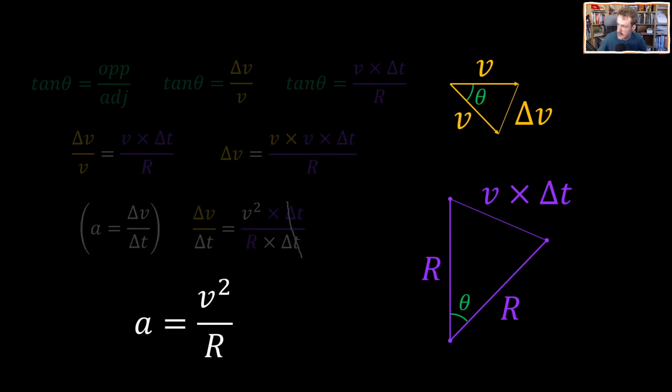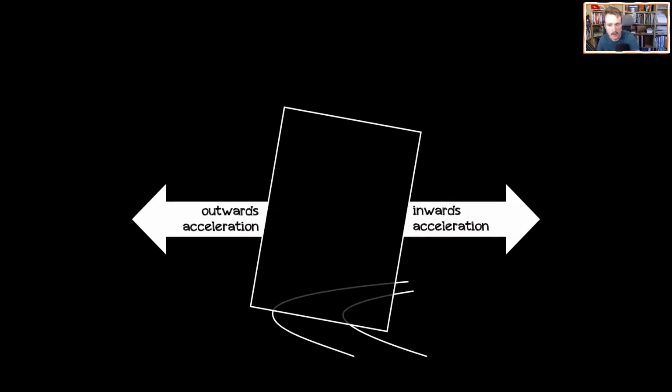There we go. Look at this. Acceleration is equal to v squared over r. So this allows us to understand what the lateral acceleration is through a curve. It's the speed of the train squared divided by the radius of the curve. So we have an equation for outwards acceleration, v squared over r. What about inwards acceleration? What about that?